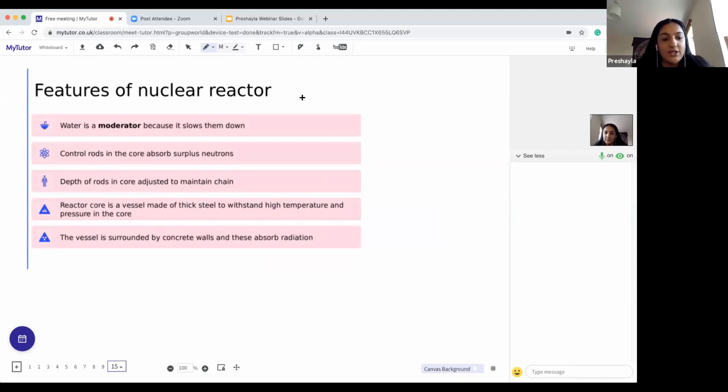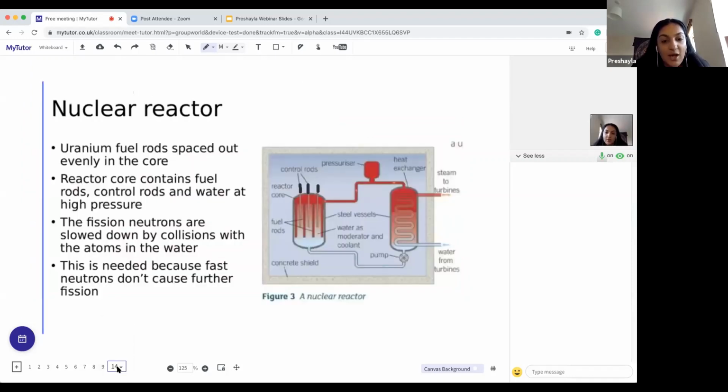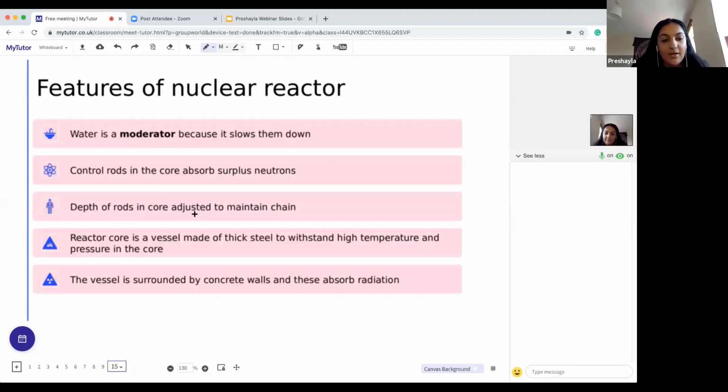So the features of a nuclear reactor: the water is a moderator because it slows them down, as we know. The control rods absorb surplus neutrons. So the control rods that we saw in our diagram absorb surplus neutrons. That's why they're there. The depth of the rods in the core is adjusted to maintain the chain reaction. The reactor core is a vessel made of thick steel to withstand high temperatures and high pressures. And the vessel is surrounded by concrete walls which absorb the radiation and make it safe for anyone outside.